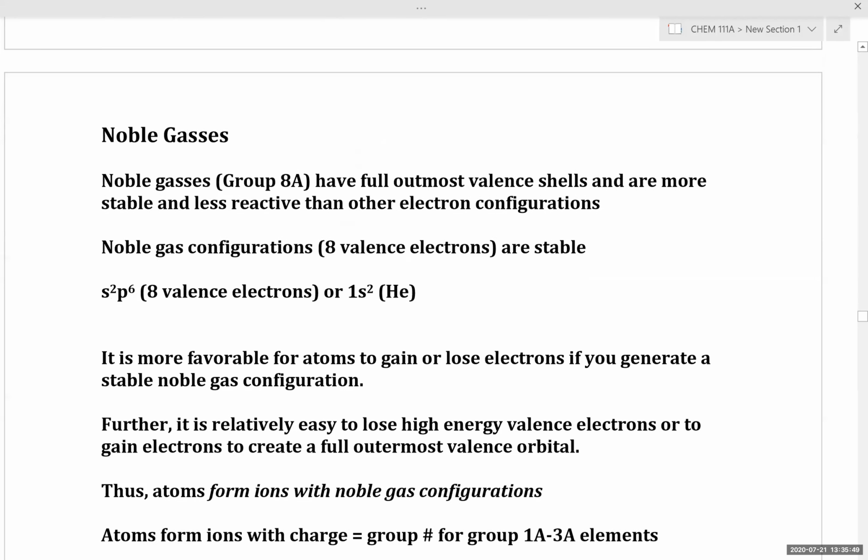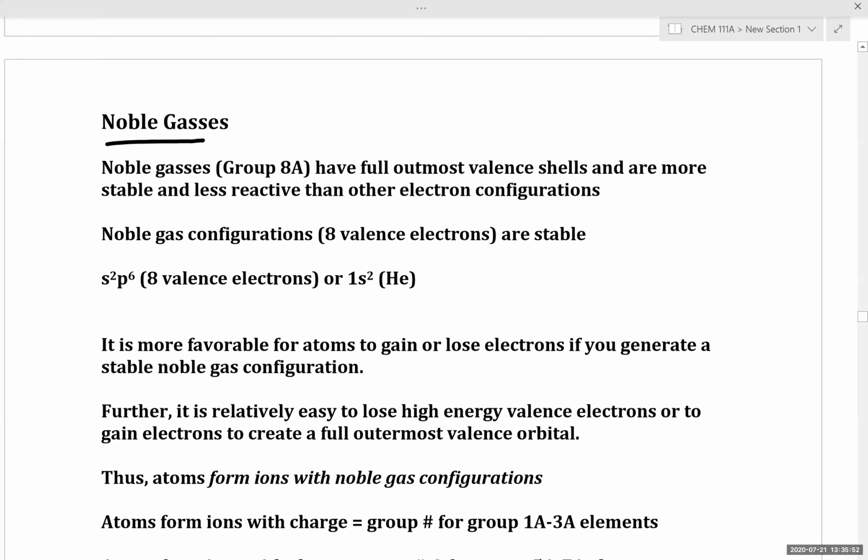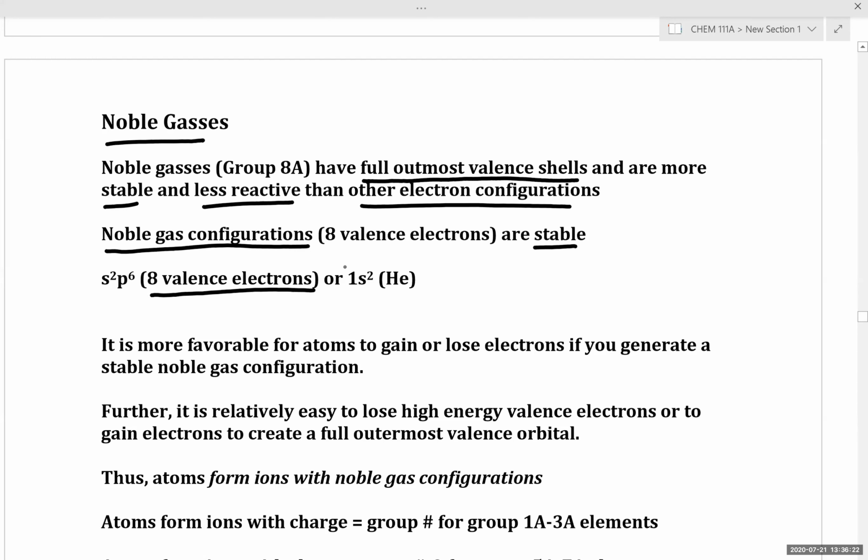Okay, so let's keep going. So noble gases are a really critical group in the periodic table to help us understand ionization preferences and bonding preferences. So noble gases have a full outermost valence shell and in general are more stable and less reactive than other electron configurations. So noble gas configurations are relatively stable. A full shell is relatively stable. This can either be 8 valence electrons or a 1s2 configuration in the case of helium.